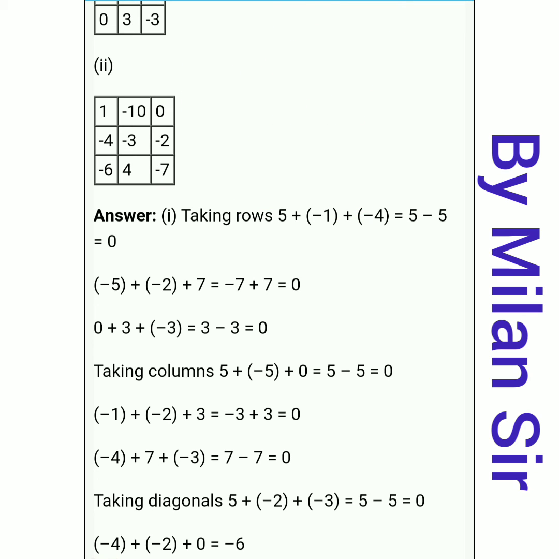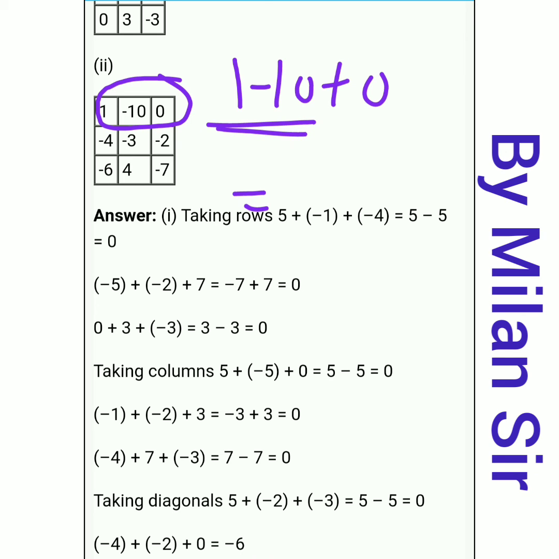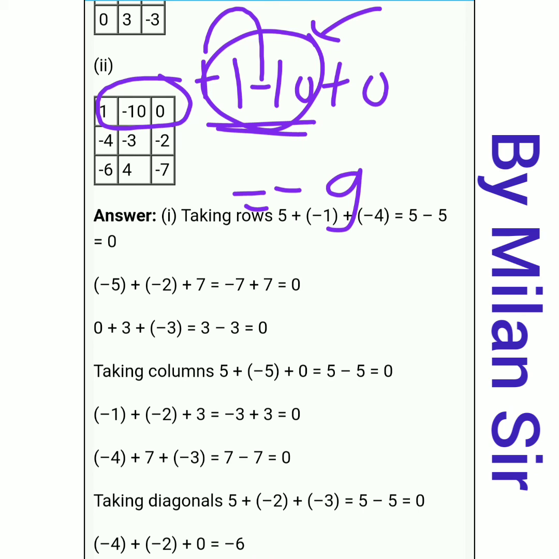Okay, now we need to check the rows. So first row, here 1 minus 10 plus 0. Now we only need to solve these two numbers, right? Now 1 minus 10, so here nothing is there, so plus 1. Okay, plus minus minus, 10 minus 1, 9. Big number 10 has a negative sign, so here negative sign. Okay, so again we get the answer minus 9.